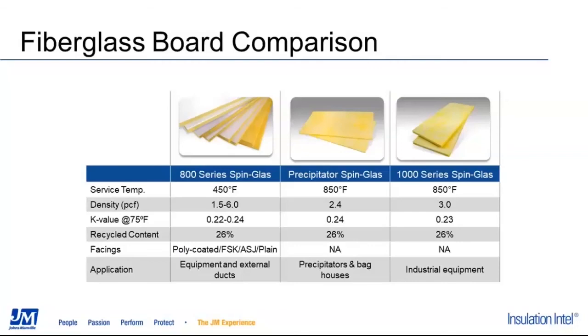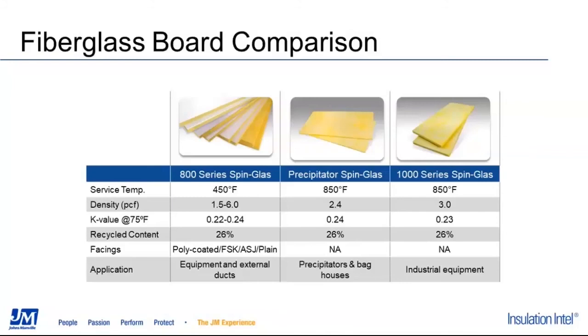From density perspective, precipitator spin glass and 1000 series spin glass are offered only in one density of 2.4 or 3 pounds per cubic foot, respectively, while 800 series, we can provide you with a density between 1.5 pounds up to 6 pounds. K values vary between all of the products, but are between 0.22 and 0.24. All have recycled content of 26%.